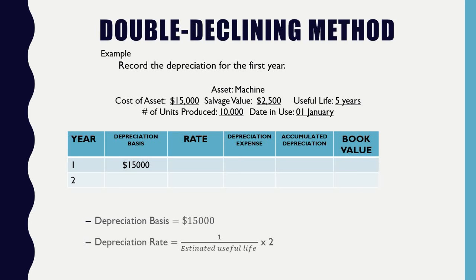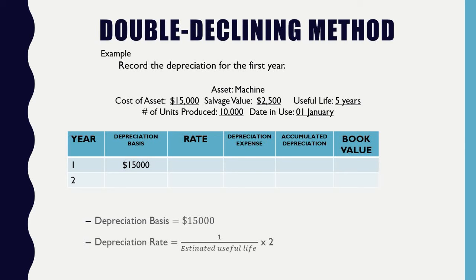Now the next thing we're looking for is the depreciation rate. Again, it's 1 divided by the useful life, times 2. Can someone tell me what this rate is? One divided by... so 2.5? Did you say 2.5? No, 0.4 is correct.